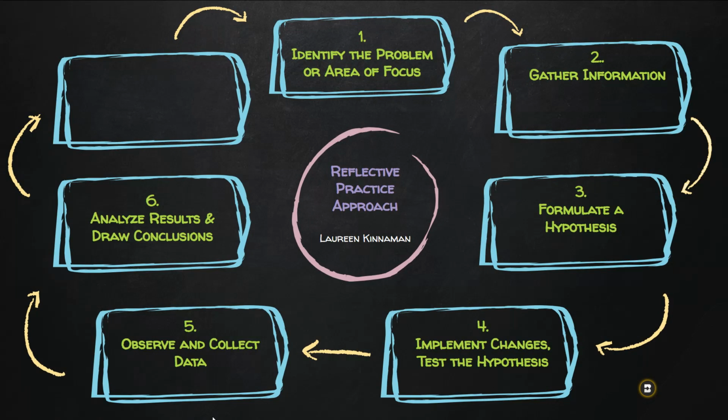Consider the effectiveness of the changes and whether they address the initial problem or question. Step 7, ponder and adjust. Review the process and analyze what worked, what didn't, and why. List possible adjustments and rationale for future practice.